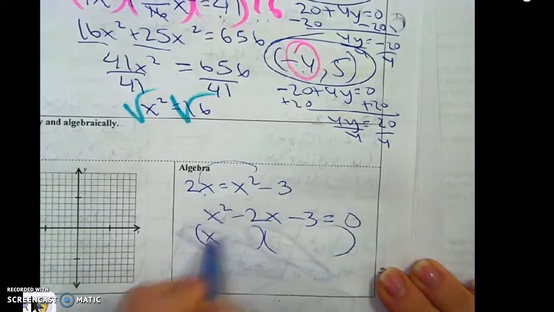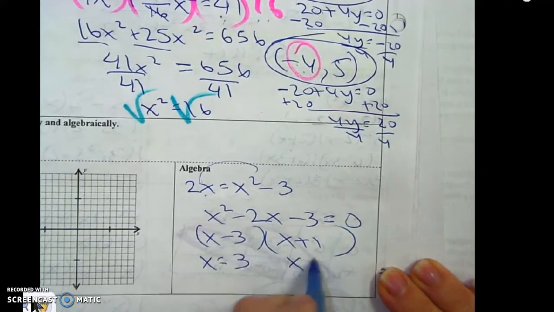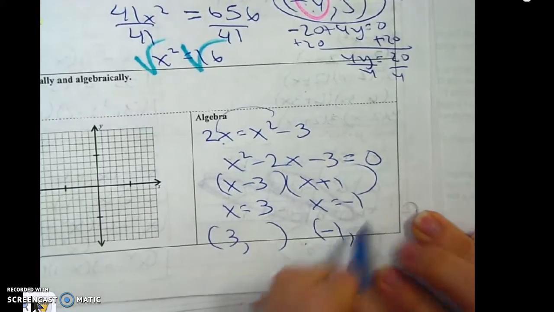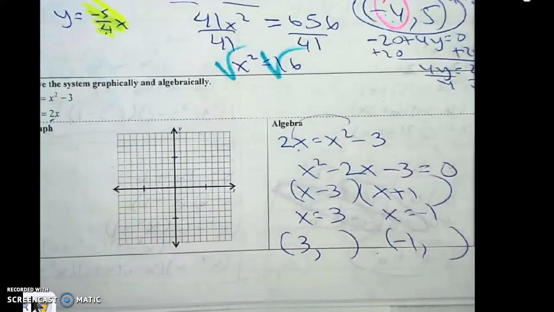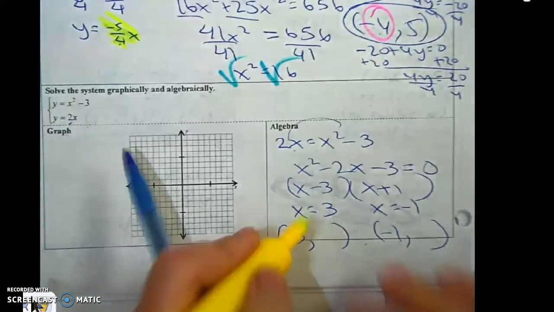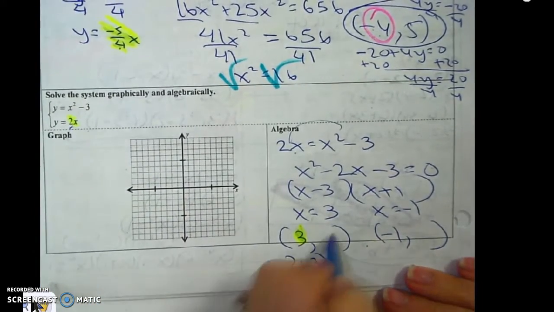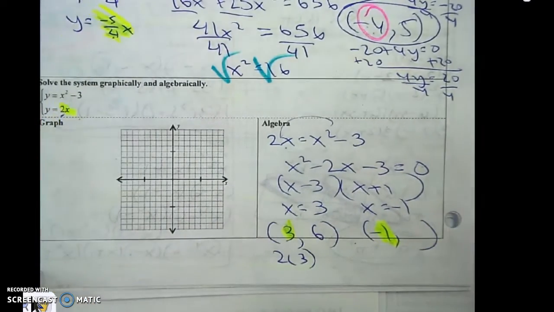And I factor. My two values are 3 and negative 1. So now I have this x value and this x value. I take the 3 back. Here, let me zoom out a little bit. Take that 3, plug it in. 2 times 3, 6. Take that negative 1, plug it in.